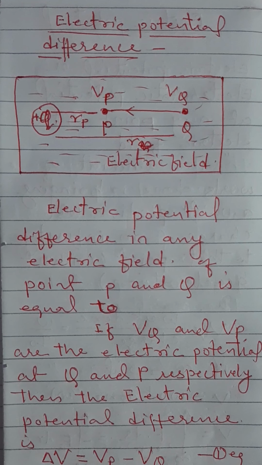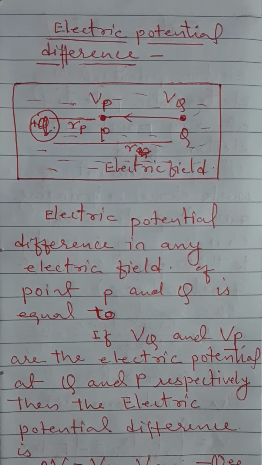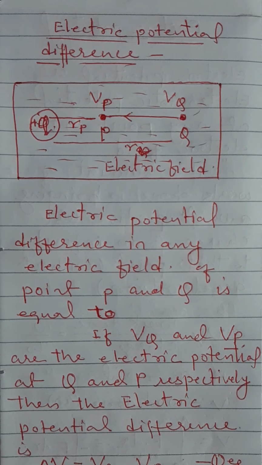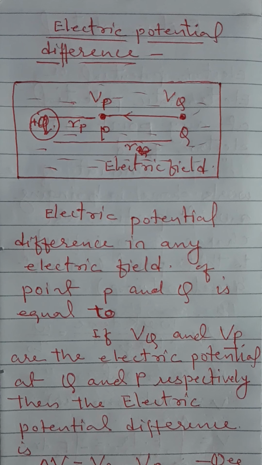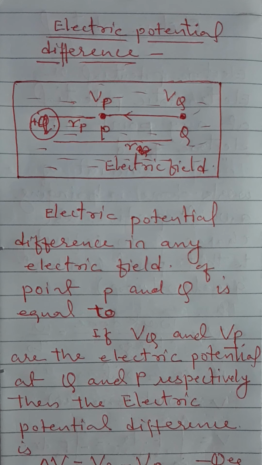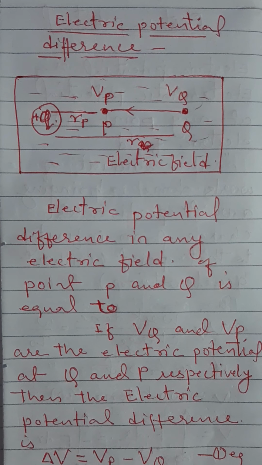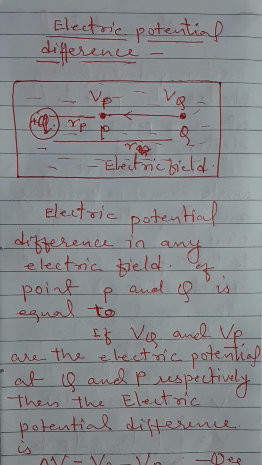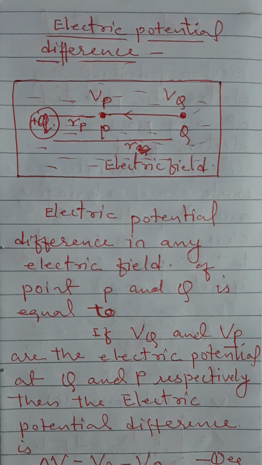Now our next topic is electric potential difference. First we define what electric potential difference is. It is the difference of electric potential between two points. Here the electric potential difference in an electric field between points P and Q is equal to the difference of VP and VQ.